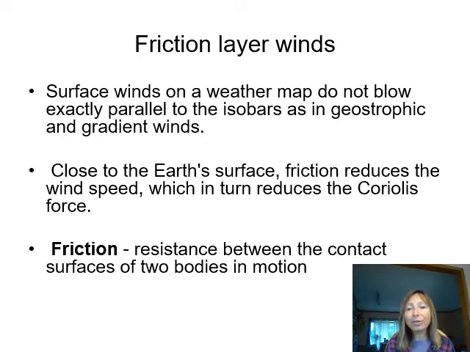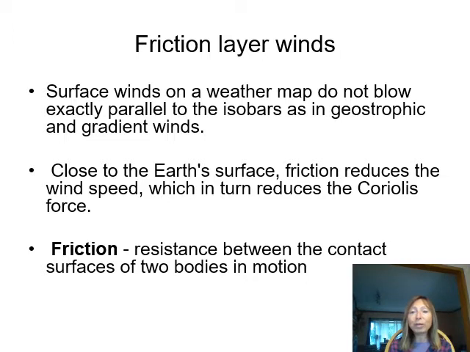But in reality, there are some other forces associated with the friction of the surface of the land itself that are influencing movement of the air as well. So the surface winds on the weather maps don't blow exactly parallel to the isobars as in geostrophic wind or perpendicular to the gradient. Close to the Earth's surface, friction associated with different land use, land cover surfaces reduces the wind speed, and which in turn also reduces the Coriolis effect.